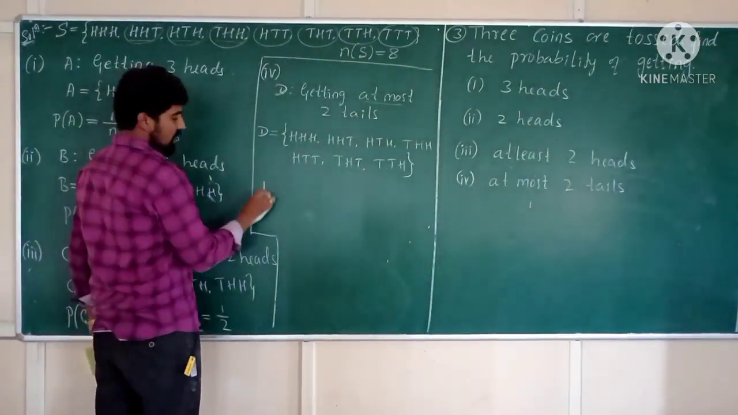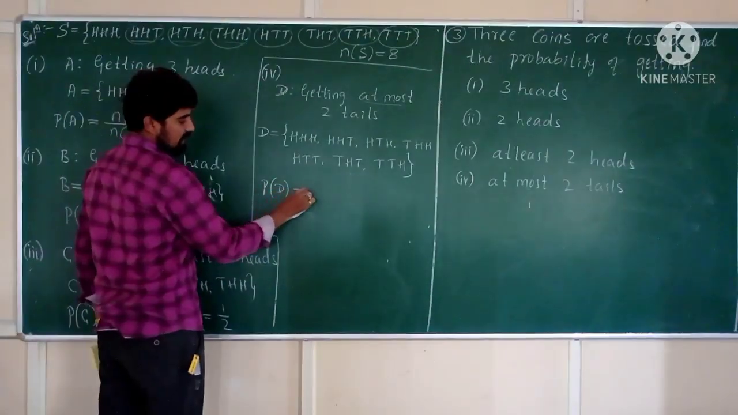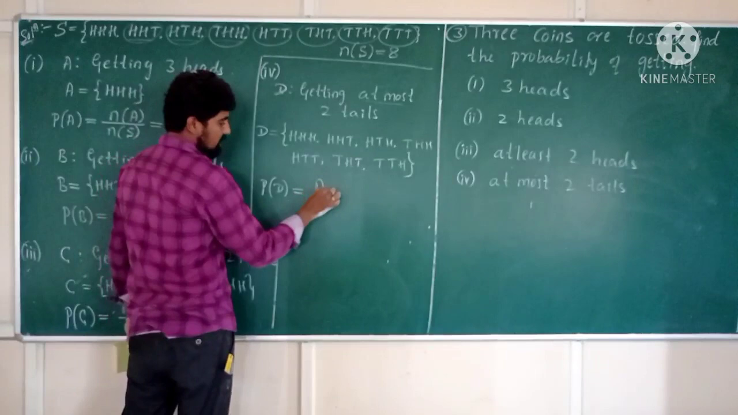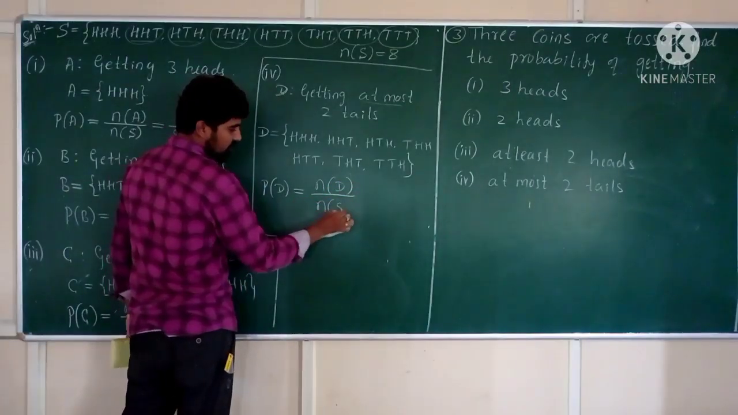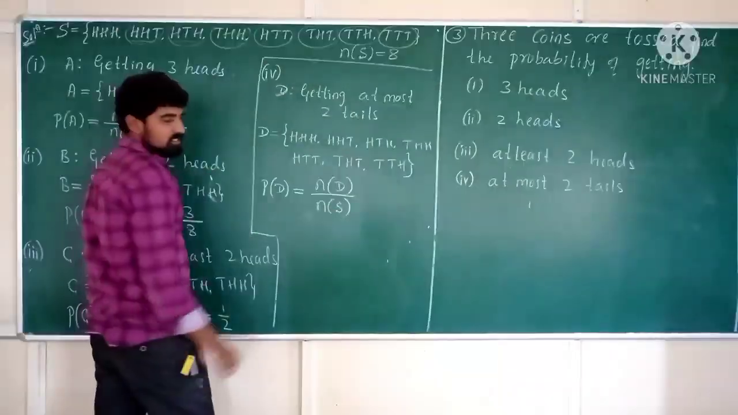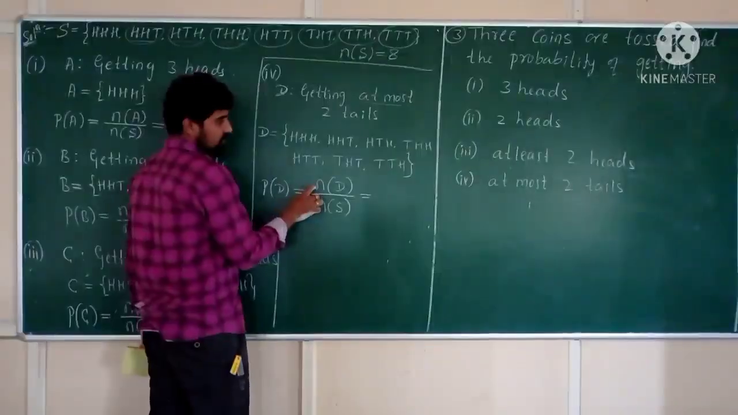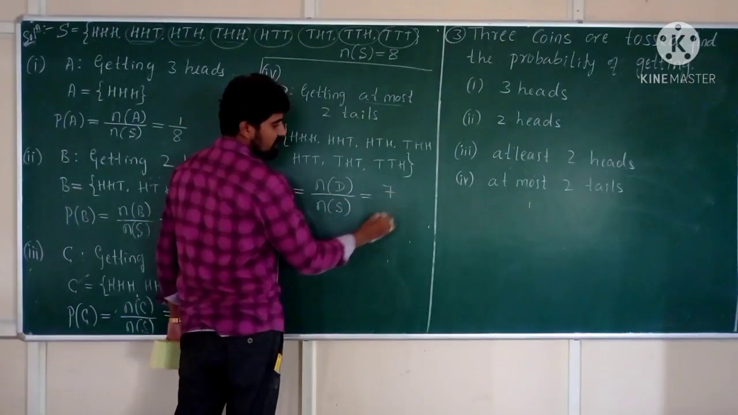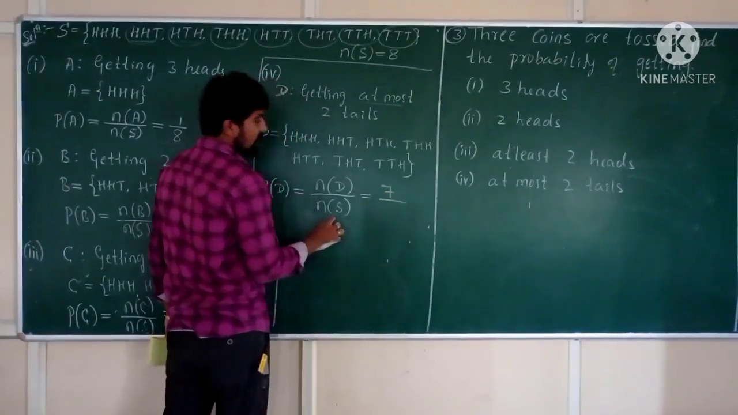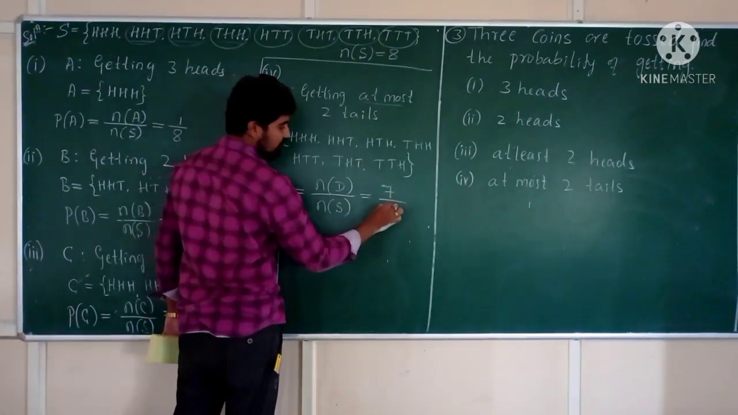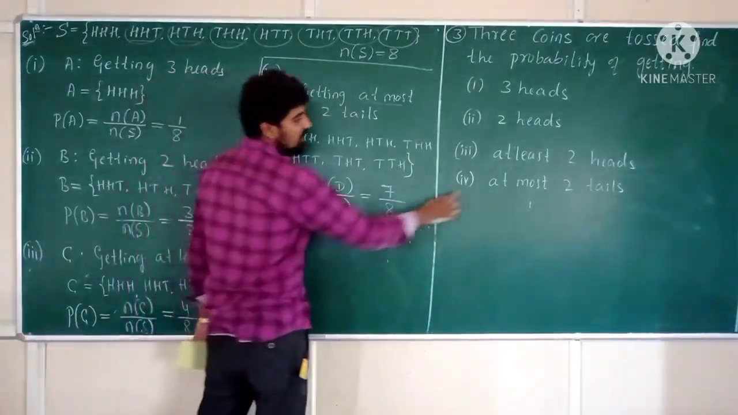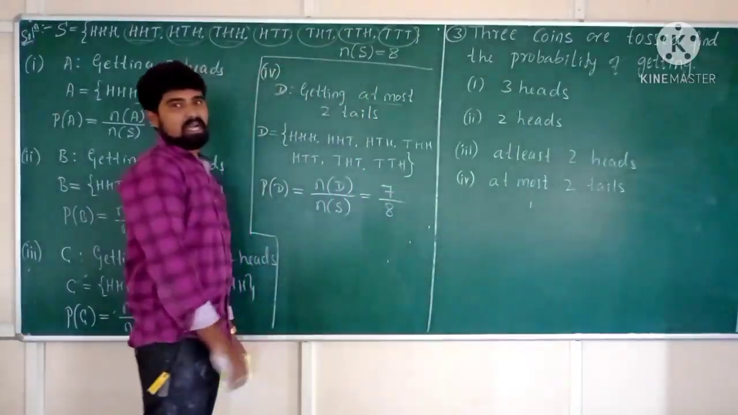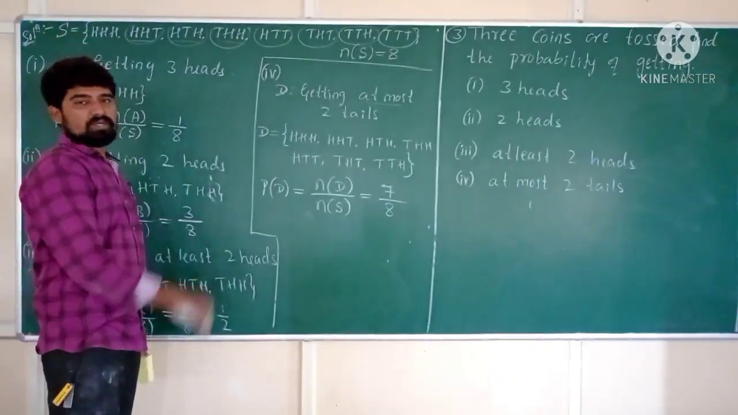Therefore the probability of the event D is equal to the number of outcomes present in the event D divided by the number of outcomes present in the sample space, which is equal to 7 outcomes present in event D divided by 8 outcomes present in the sample space. Therefore 7 by 8 is the probability of getting at most 2 tails. I hope all of you understood. If possible, take a note.